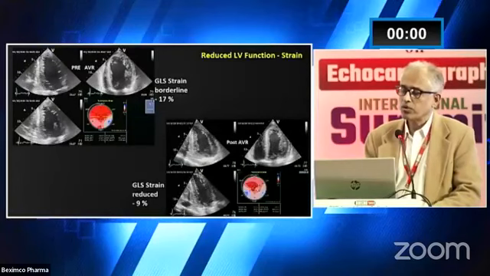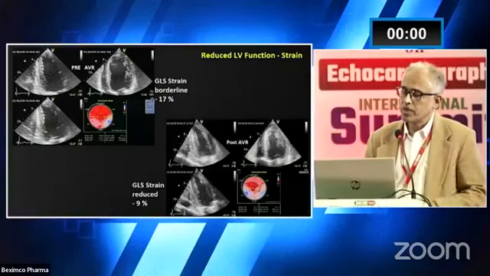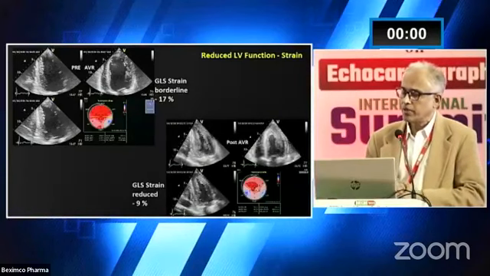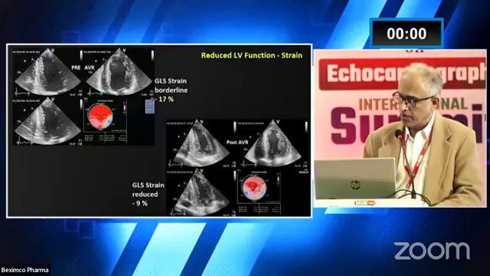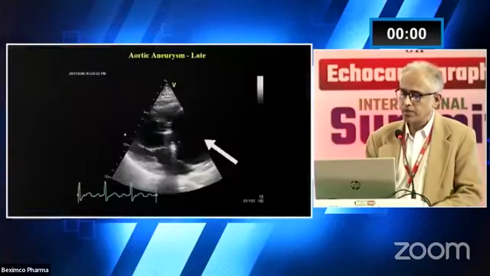And you can also use the strain itself. So this is an example of how strain can be helpful. The upper one shows a GLS of around 17, but the EF was around 50, 55. Post-op was similar, but when you do the GLS, you know that the LV function has dropped drastically. So GLS can be helpful to look at subclinical dysfunction.